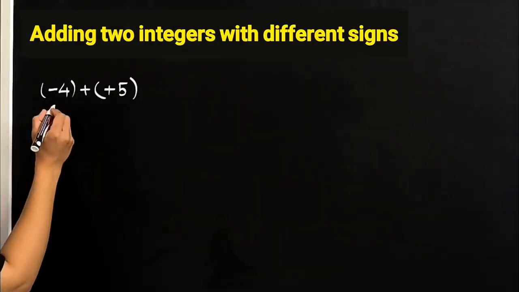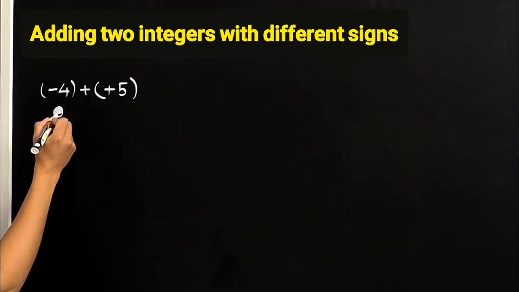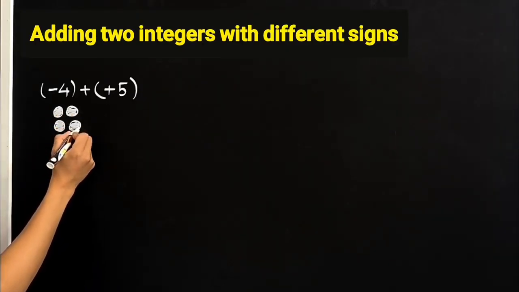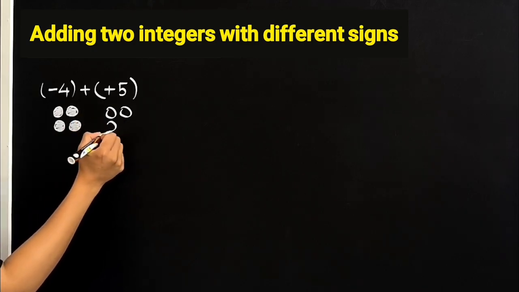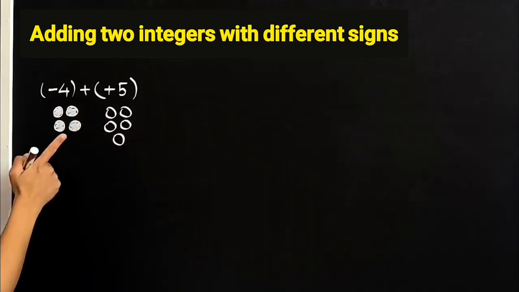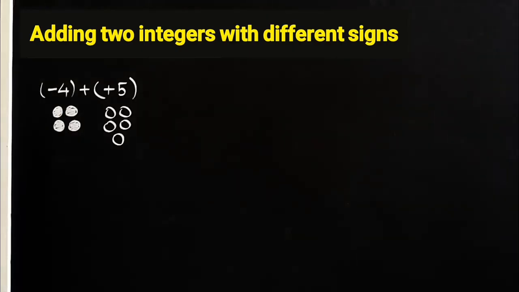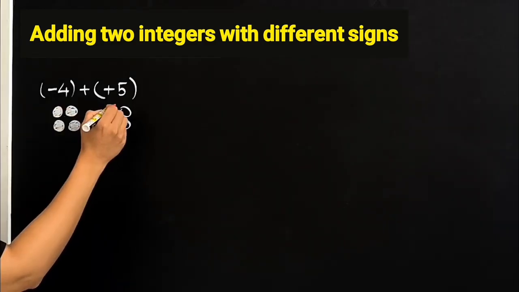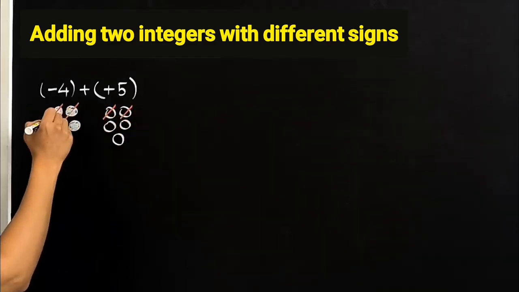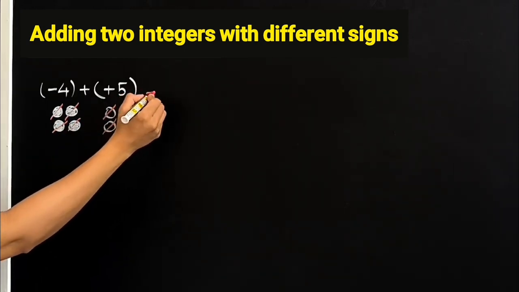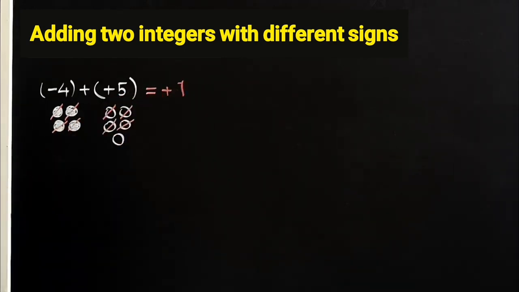Now, let's review another method, using counters. Imagine negative numbers as white counters and positive numbers as black counters. For example, -4 plus +5. We take 4 white counters and 5 black counters. Then we cancel out one black counter with one white counter, step by step. In the end, one black counter remains. That means the answer is +1.